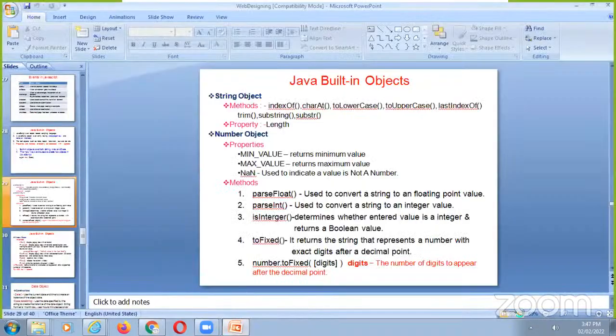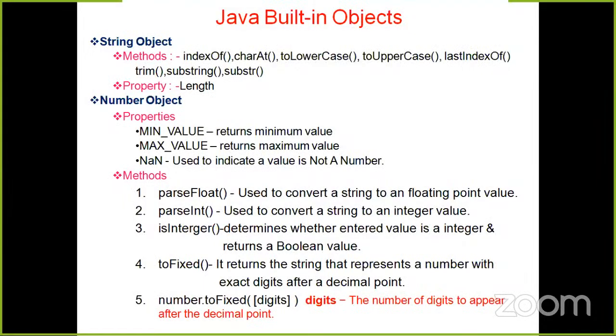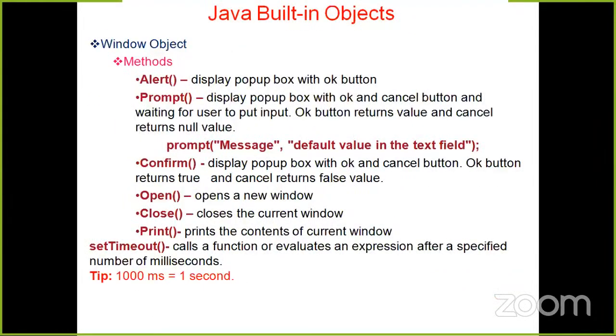Now, okay, these are the string and the number object. Now next is the window object. Now the window object has only methods. Okay, right now we are taking the methods, that is the alert, prompt, confirm, open, close, print, and the setTimeout.